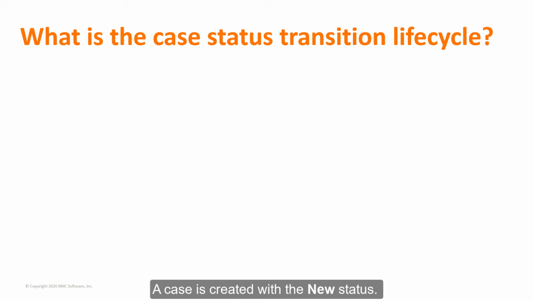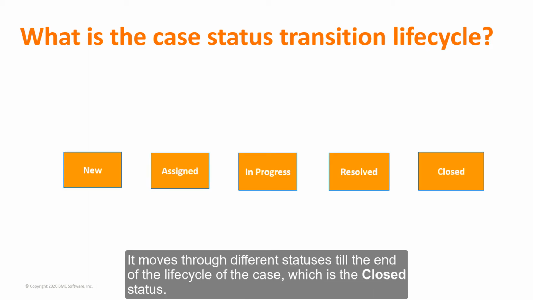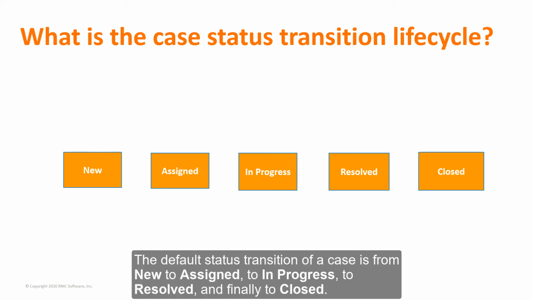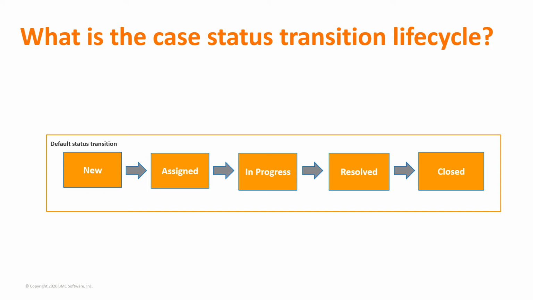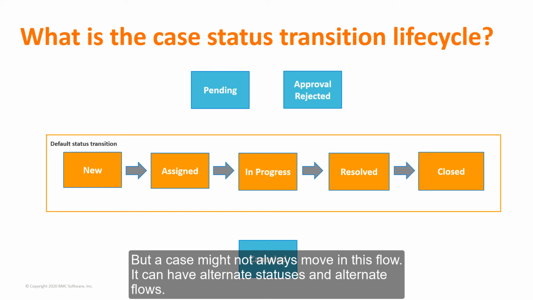A case is created with the new status. It moves through different statuses till the end of the lifecycle of the case, which is the closed status. The default status transition of a case is from new to assigned, to in progress, to resolved, and finally to closed. But a case might not always move in this flow. It can have alternate statuses and alternate flows.